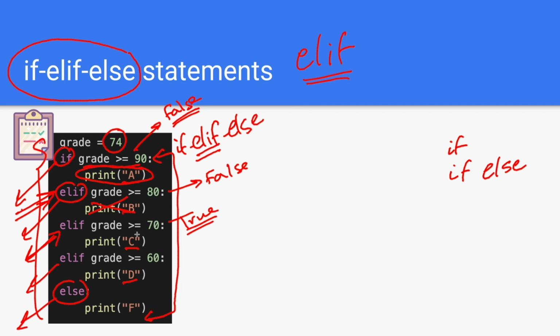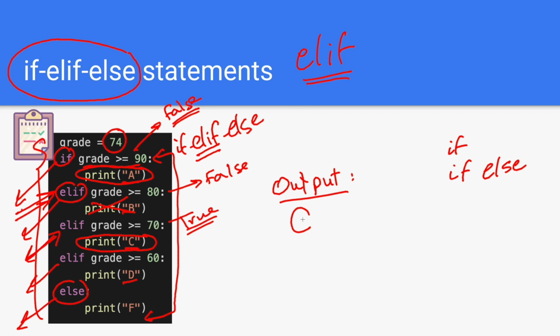So what does that mean? It means that we are going to print C on the screen. So if this is the output, C will be printed on the screen. But then what's going to happen next? That's the most important part.